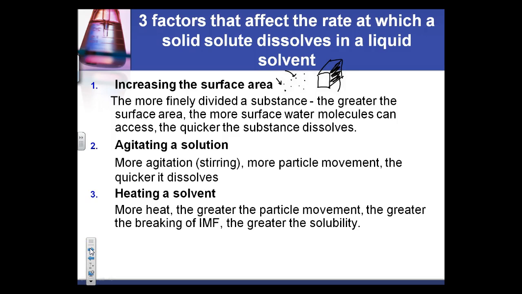And heating a solvent. If we heat a solvent, there is greater particle movement, because as we increase temperature, those particles start to move faster. We also have greater breaking of the intermolecular forces. Water has hydrogen bonding, and it's all attracted to itself, so to get it to dissolve something else, we have to break those hydrogen bonds so that it's attracted to something else. So that heat is also available to break those forces of attraction, and it also increases solubility. So those are our 3 factors. You will have to know these 3.